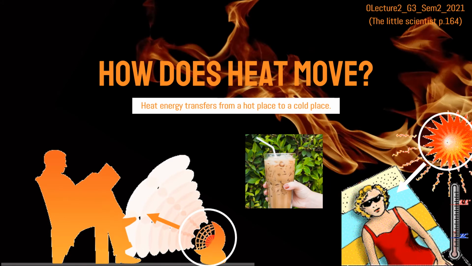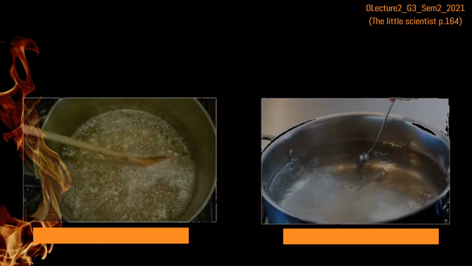A girl is holding a cold cup of chocolate maybe. So the hand of the girl has more heat energy than the cold cup. So heat moves from the girl's hand to the cold cup of juice or of chocolate.